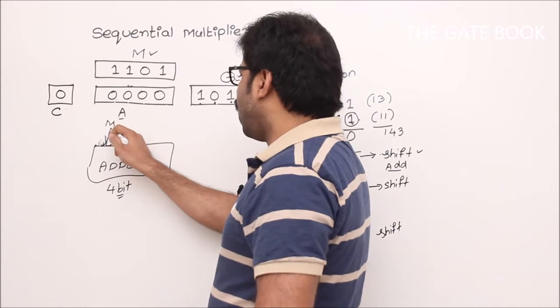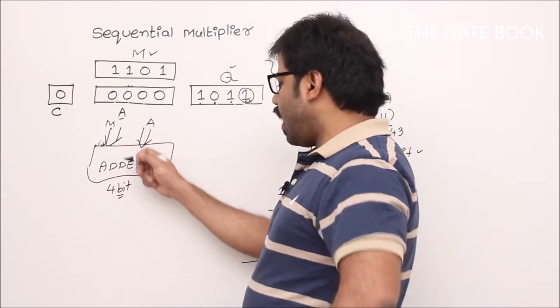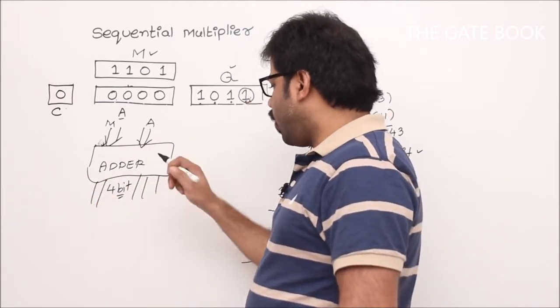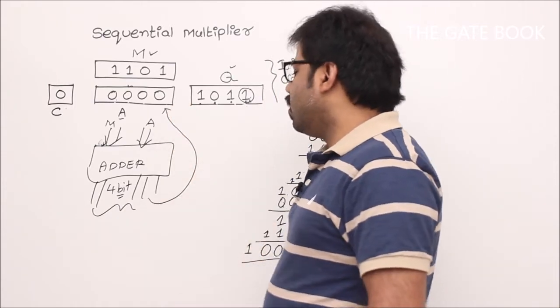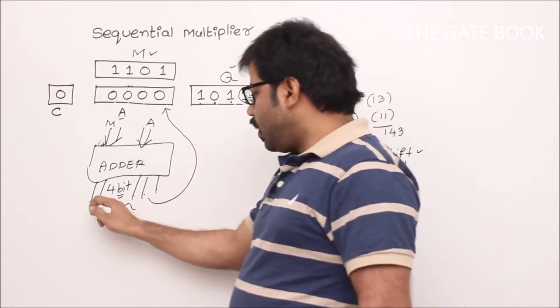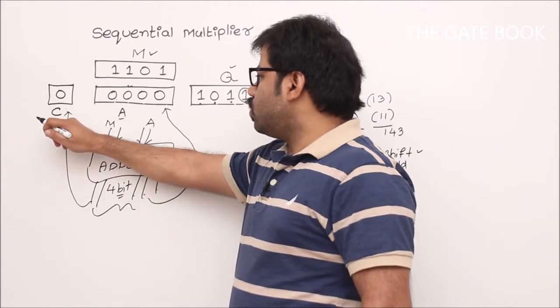Now what I am going to do is connect those 4 bits of M here, and connect this A here. Then I am going to add them. When you add them, you get 5 bits. We know that, right? 1 2 3 4 5. These 4 bits I am going to store back to A again. That means these 4 bits are connected back to this register. This bit is connected to C. That's why once addition is done, the result will go to C comma A.